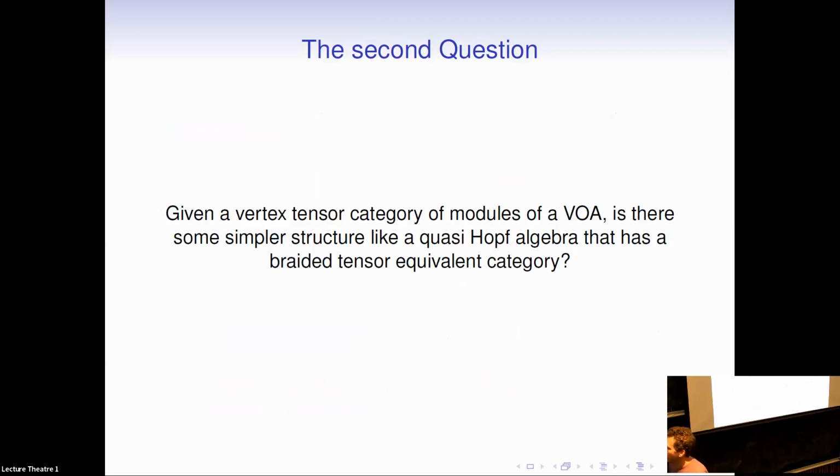I want to refine my first question. For a given VOA, I not only would like to have a tensor category, but ideally I also would like to understand what this tensor category is. A VOA is a complicated thing, but quantum groups are concrete somehow. So I think the best thing one can wish for is to show that your given category of modules of a VOA is braided tensor equivalent to some quantum group, or some Hopf algebra, or some quasi-Hopf algebra, something fairly concrete. I want to present my point of view on this type of correspondence in this talk.